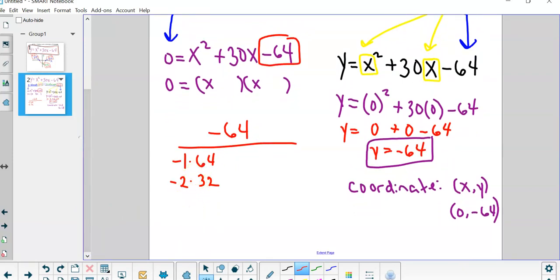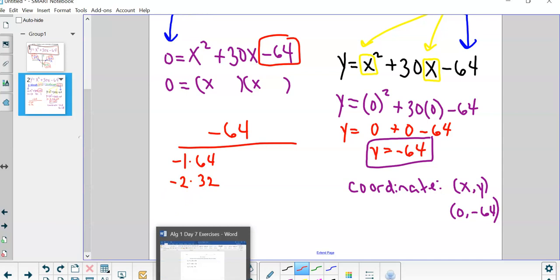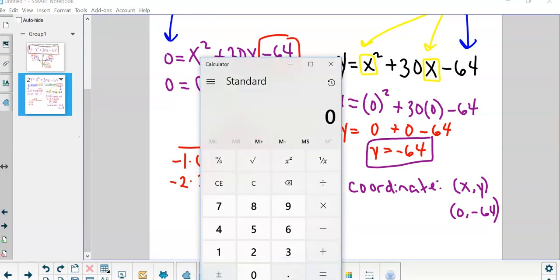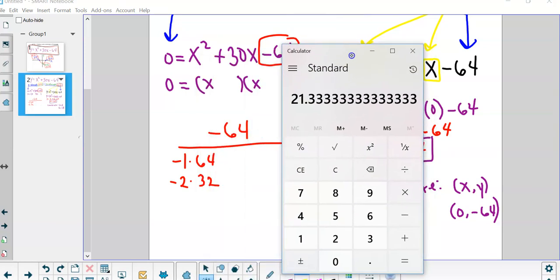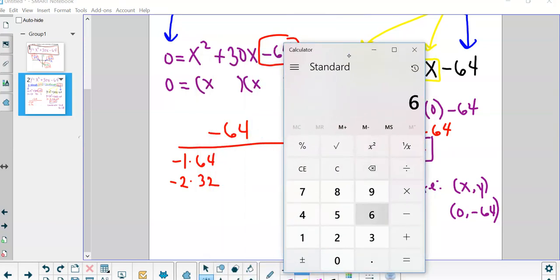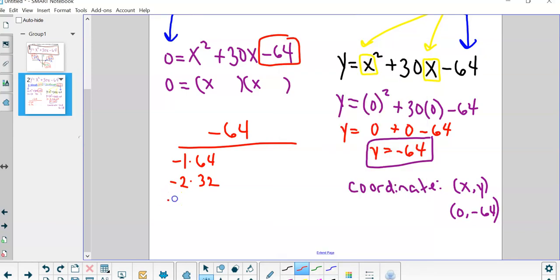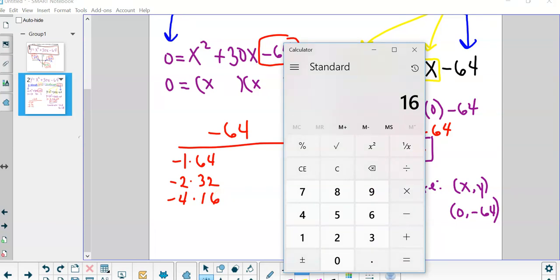Let's see here. I don't think 64 is divisible by 3, but we can check. 64 divided by 3. No, it's not divisible by 3. So let's try some other ones. Let's do 64 divided by 4. I know it's divisible by 4, and we'll get 16. So I'm going to go ahead and write negative 4 times 16. I know it's not divisible by 5 because it doesn't end with a 5 or a 0. But what about a 6? I don't think it's divisible by 6. It's not divisible by 3. Let's check.